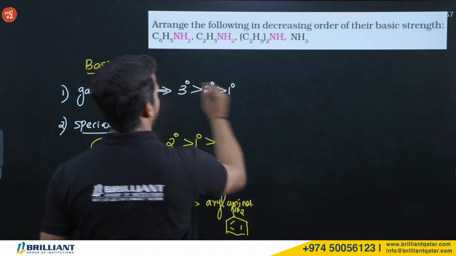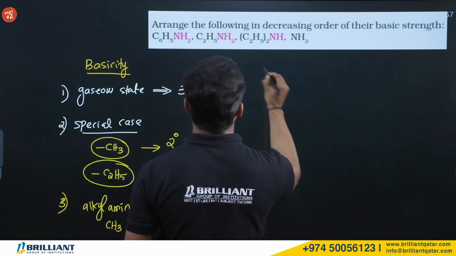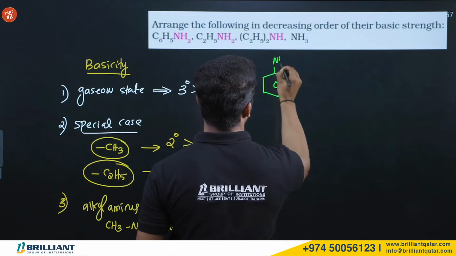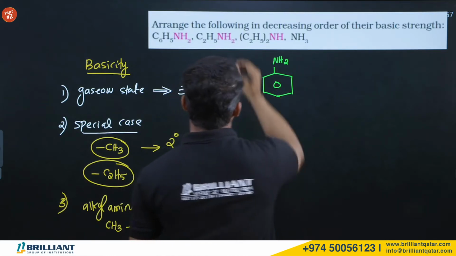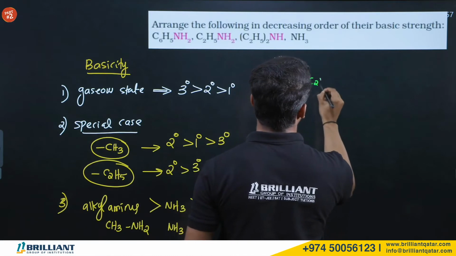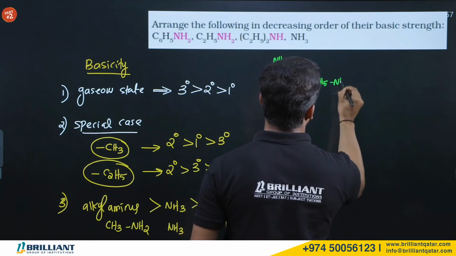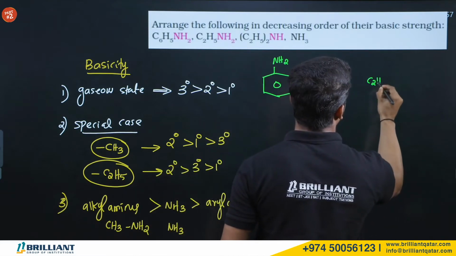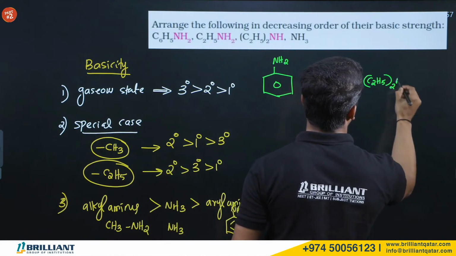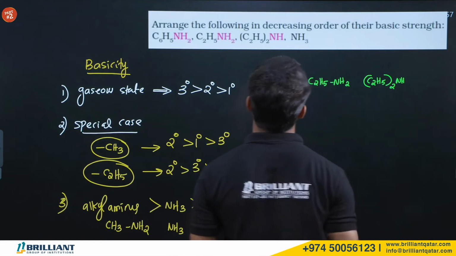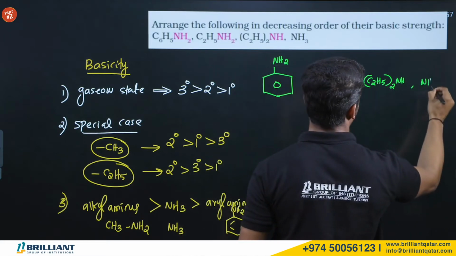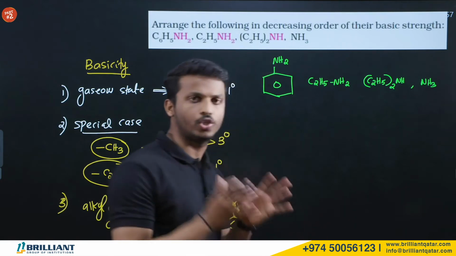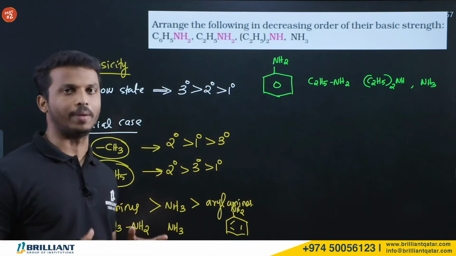The compounds are given. Compound number 1, C6H5NH2. What is C6H5NH2? Benzene with NH2, aniline. Second compound is C2H5NH2. What is this? Ethylamine. And here we have (C2H5)2NH. It's an ethyl group and a secondary amine. And we have ammonia. Dear student, whenever you get the compound, first you select which all are alkyl amines or aliphatic amines.